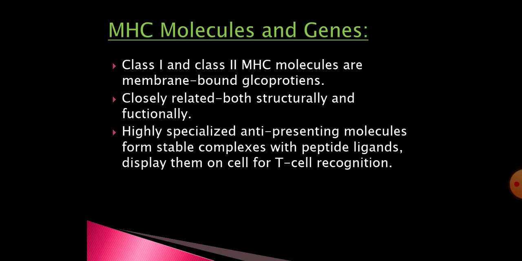Okay. Now let us discuss the MHC molecules and genes. Molecules of both the classes, that is class 1 and class 2, are membrane-bound glycoproteins, and they are closely related both structurally and functionally. They are highly specialized antigen-presenting molecules, form stable complexes with peptide ligands and display them on the cell for T-cell recognition.